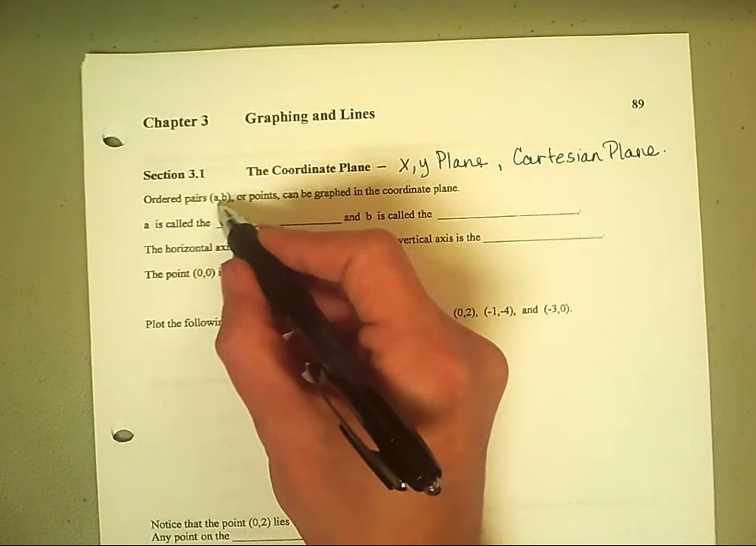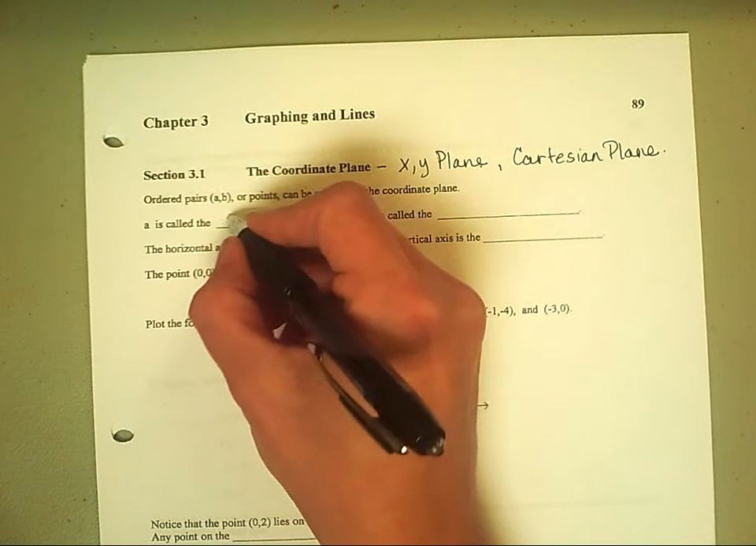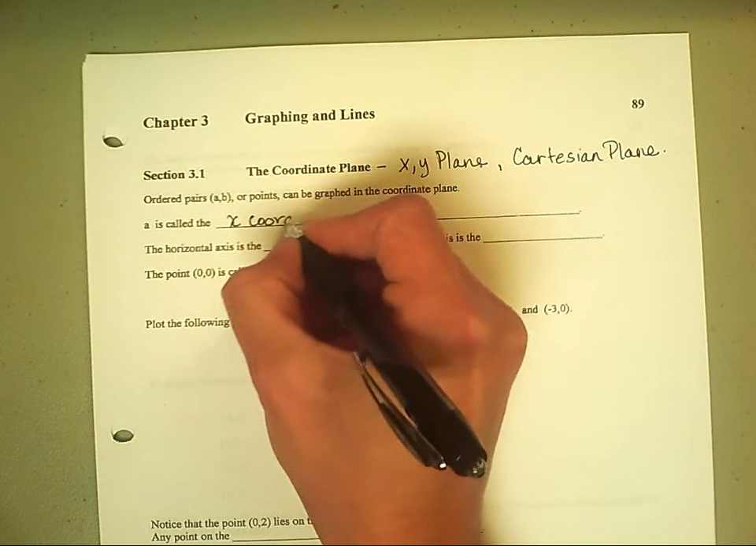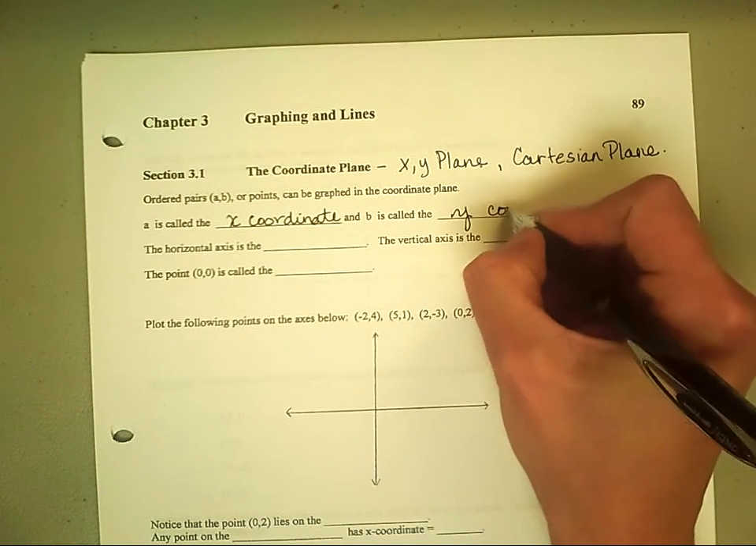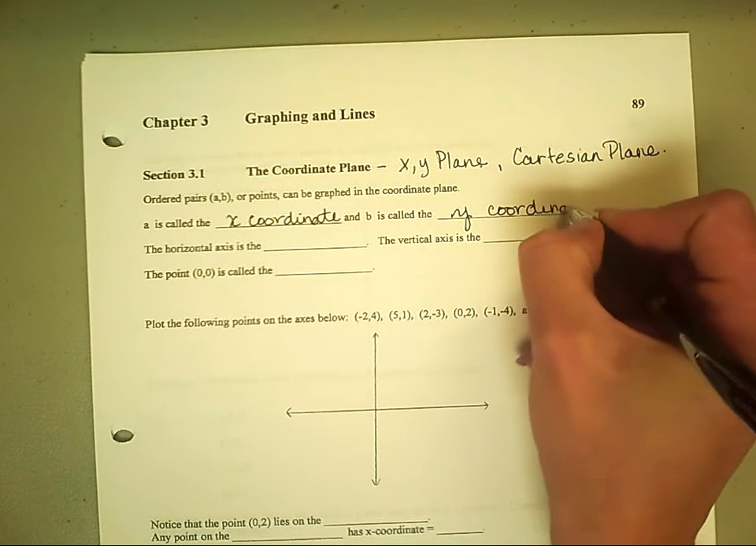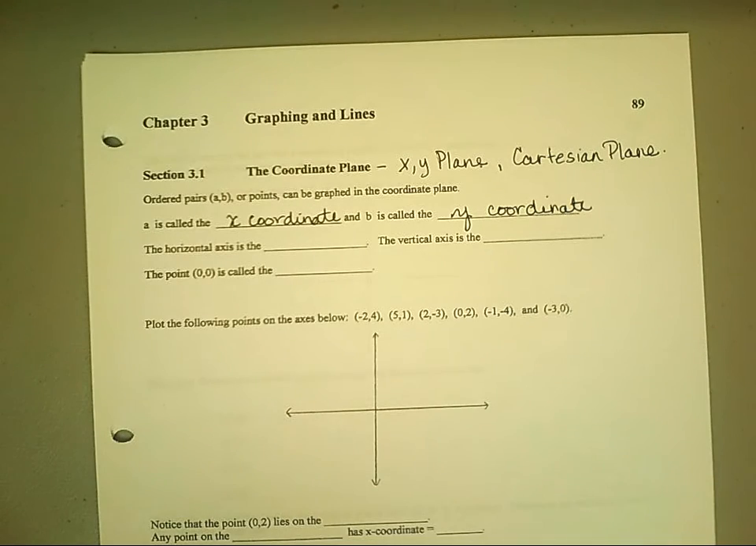Now, so A comma B. Now A, the first one, is going to be known as the x-coordinate. And the second one, B, is known as the y-coordinate. Okay? So we will always take this to be true, x first and then y.